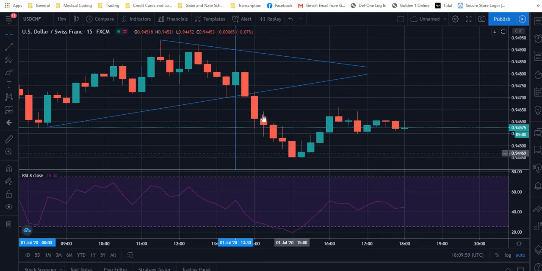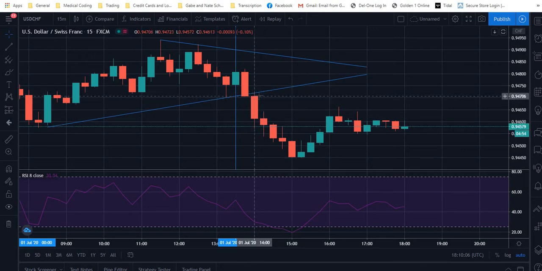94.45. That's almost 30 pips. I probably would have caught 15, 20 of them if I had done it normally and looked at this wedge separately, with no pair correlation. But that's how you would normally look at it.